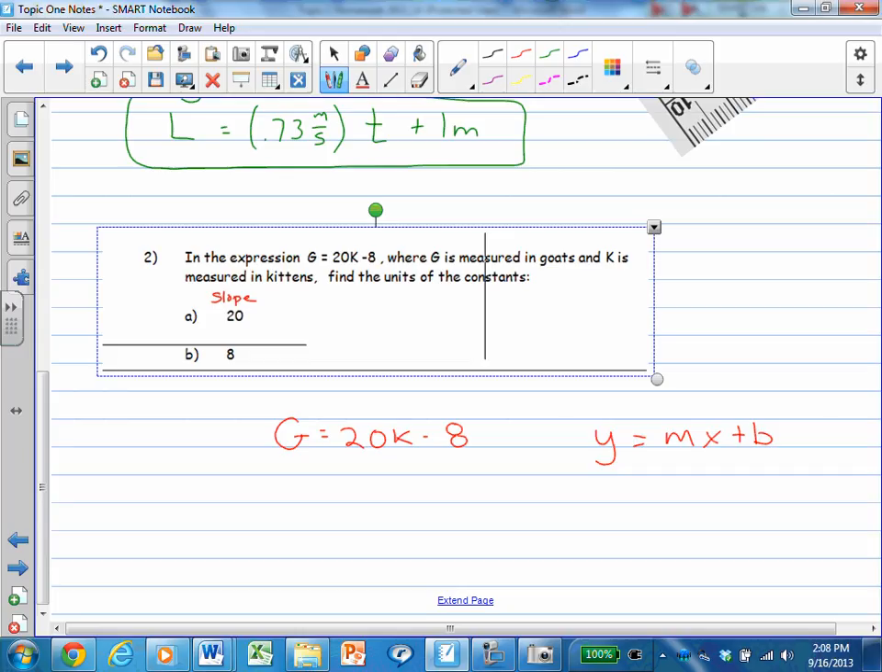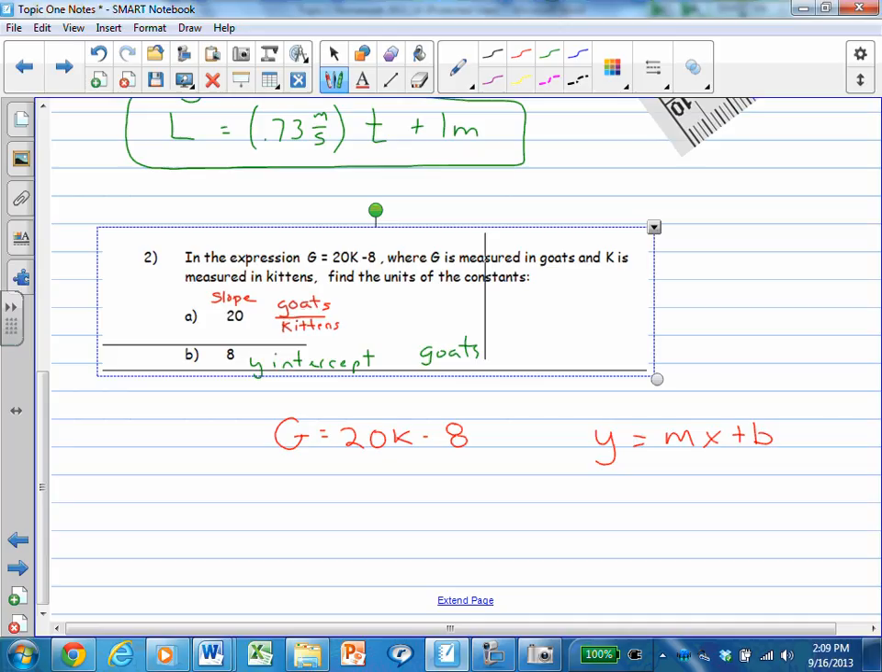Now what is y? Well, y is measured in goats, and x is measured in kittens. What is the minus 8? It's the y-intercept. That would just have units of y, which would be goats.